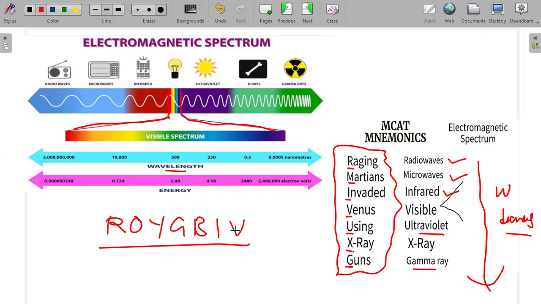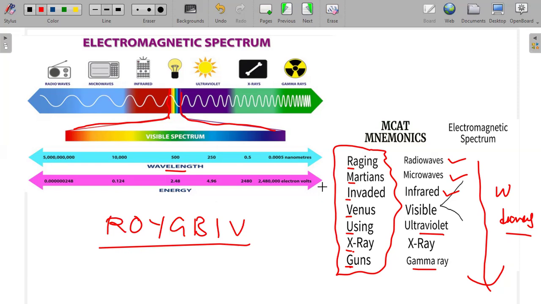So there's red, orange, yellow, green, blue, and then there's indigo, and then there's violet. Without the visible light spectrum, we won't be able to see anything. What you are seeing right now on the screen is because of the visible light. If there were no visible light, we would not see anything. It would just be dark.